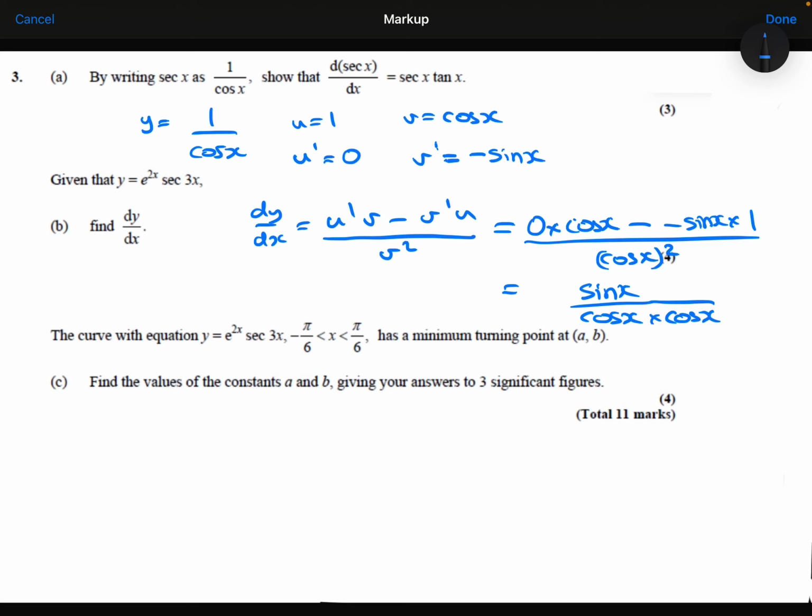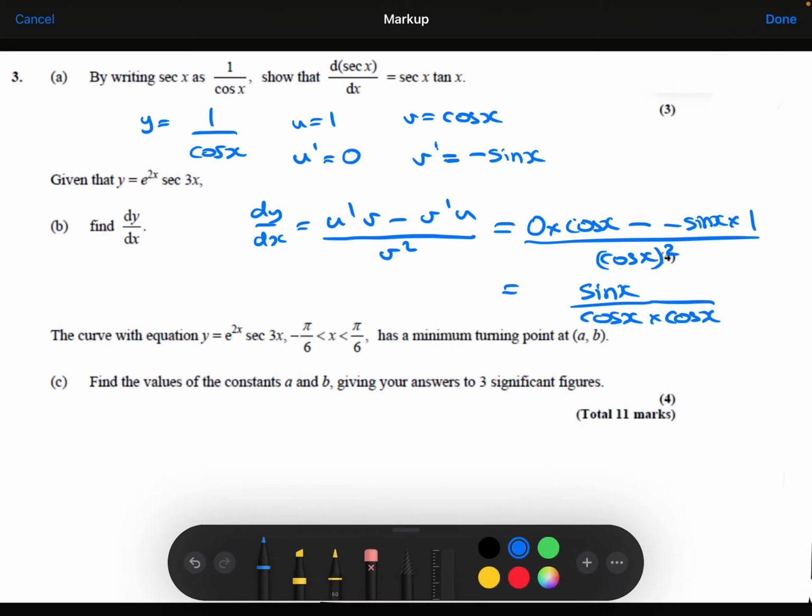The reason why I'm going to write it like that is that's useful because I've then got the sine x over cos x, which is tan x, and then I've got the 1 over cos x, which is sec x. So we get tan x times sec x, which was what we needed to show. So that's part A of this question.